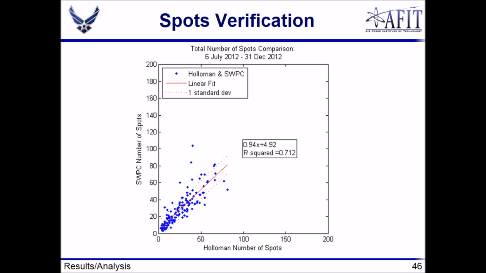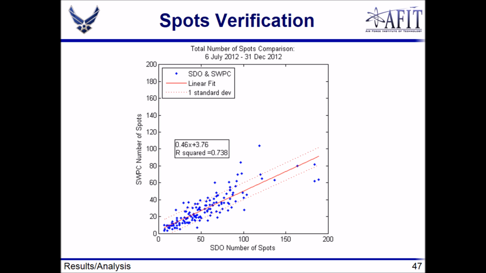So now I want to move into some regression plots. On slide 46 here, what I've plotted is the total number of sunspots. We have SWPC on the y-axis, Holloman on the x-axis, and you can see there's a slope associated with that of about 0.94. So we can conclude from this that the Holloman number of spots reported is slightly bigger than the number of spots reported by SWPC.